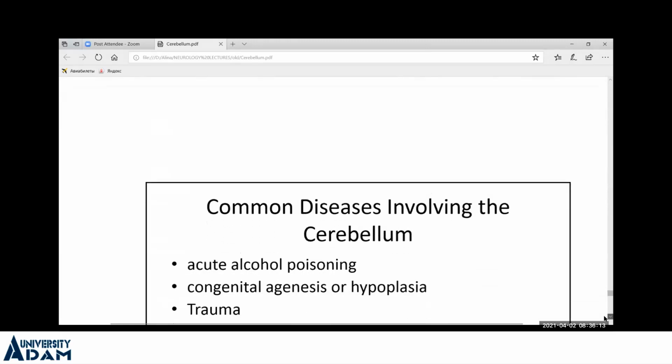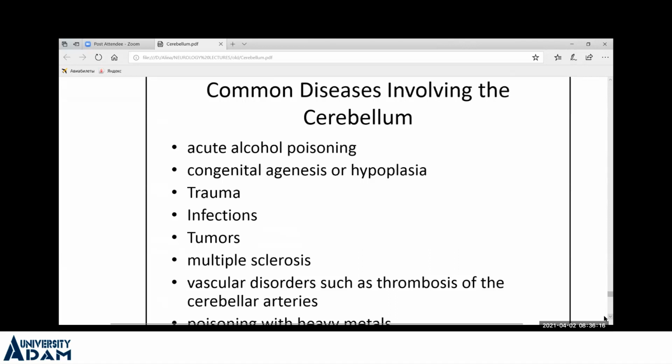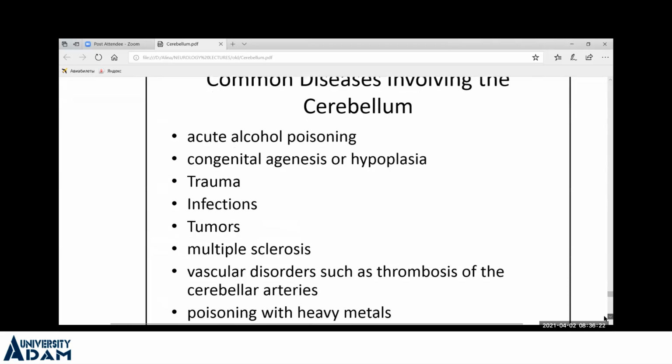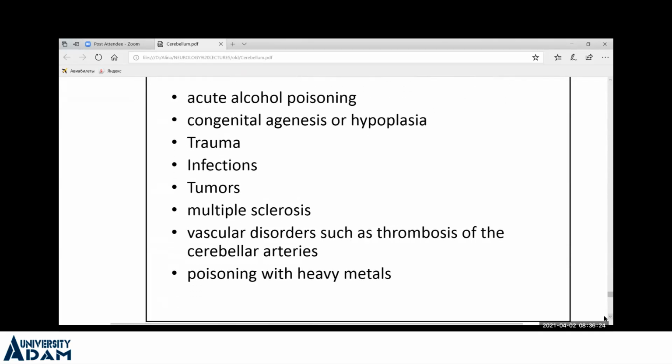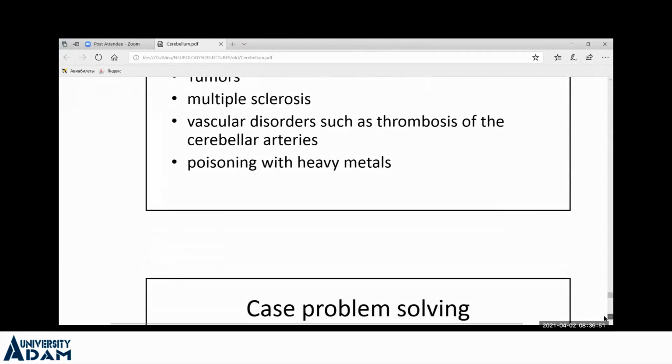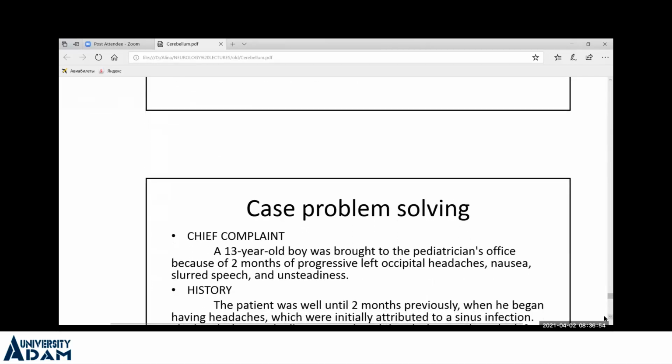Common diseases involving the cerebellum: acute alcohol poisoning, congenital agenesis or hypoplasia, trauma, infection, tumor, multiple sclerosis, vascular disorders such as thrombosis of the cerebellar arteries, and poisoning with heavy metals. Actually, in neurology, a lot of the causes are the same. For example, alcohol poisoning, trauma, infection, tumor, and poisoning with heavy metals are common causes of other disorders also.